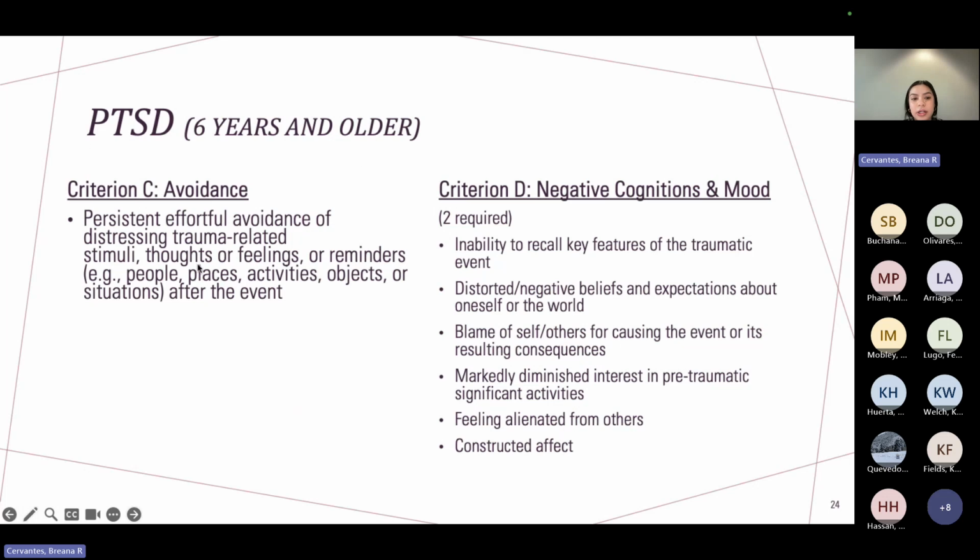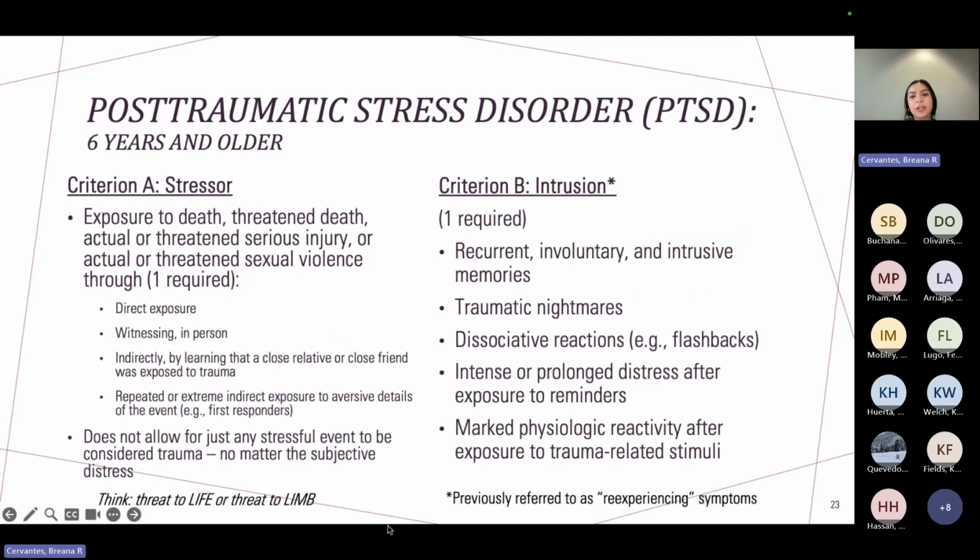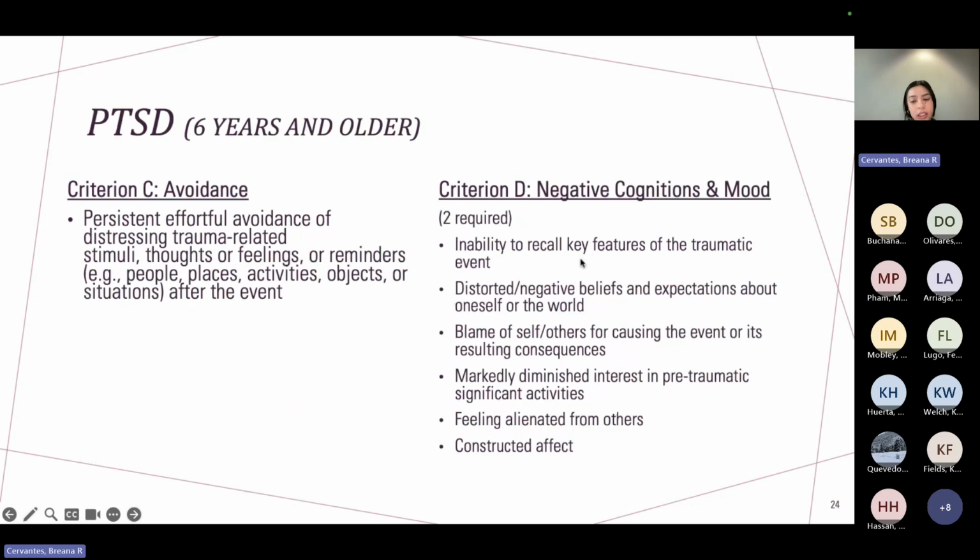The next cluster is criterion C, the avoidance symptom cluster. And I don't believe you have to, I can double check this, but I believe you don't have to have a diagnosis with one of these symptoms, which is different than the other ones, where you do have to have criterion A, you do have to have criterion B, you must have criterion D, at least two of them. But one of the other clusters that's pretty common in PTSD is avoidance, and that's exactly what it sounds like. It's effortful avoidance to not have to deal with the distressing feelings associated with the trauma.